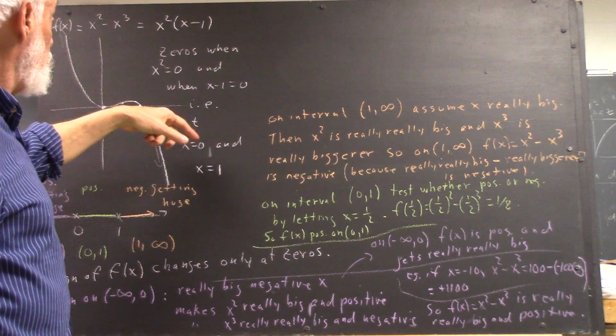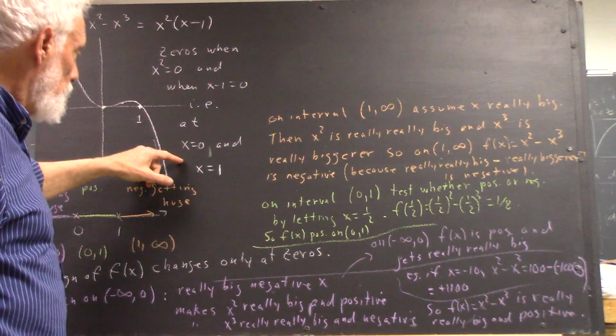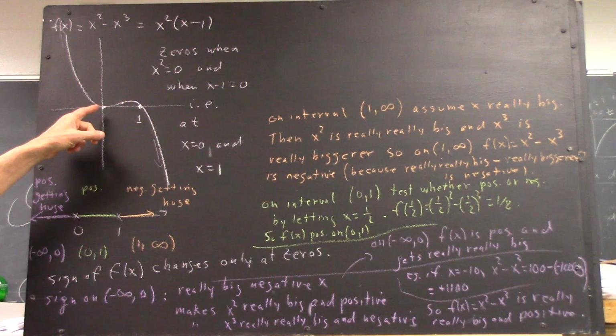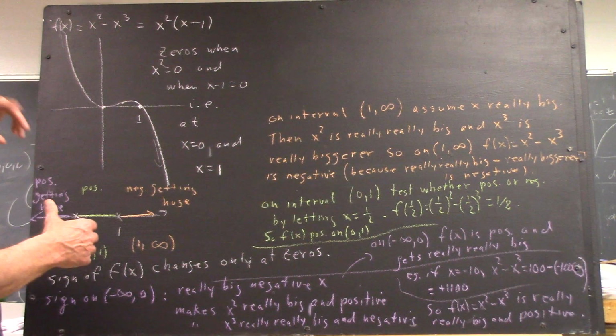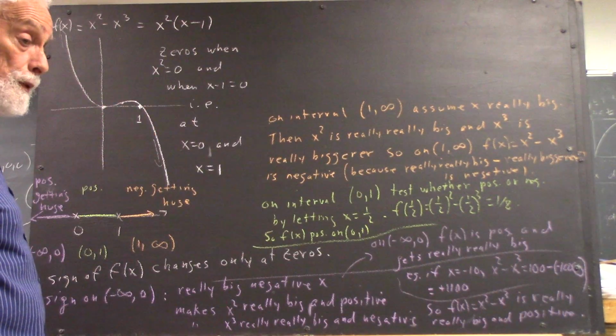So x squared is 0, or x minus 1 is 0. X squared is 0 when x equals 0. X minus 1 is 0 when x equals 1. So the only zeros are here and here. In constructing this, at this point, when we conclude this, we didn't have the curve there. We just had this point and this point.